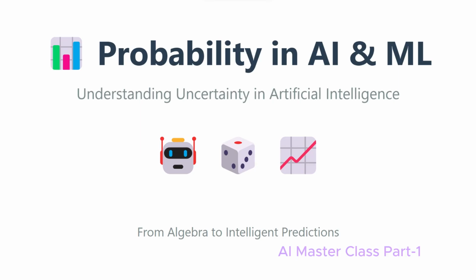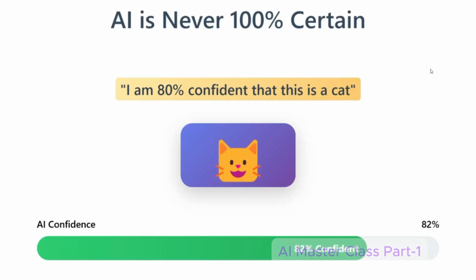Now we have covered most of the algebra required for artificial intelligence and machine learning. Before we jump into statistics or calculus, there is one very important idea we need to understand, and that is probability. Suppose we give a photo of a cat to an AI system and ask it to identify it. Artificial intelligence systems will rarely be 100% certain about something. It will always be like, I'm 80% confident that this provided photo is a cat.